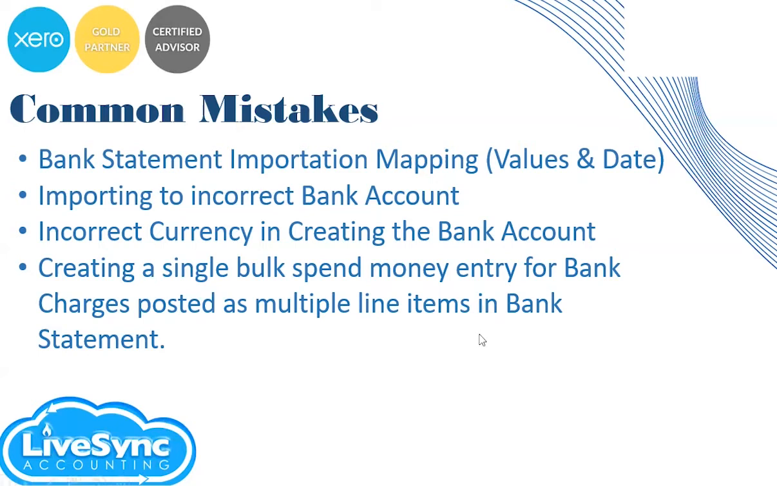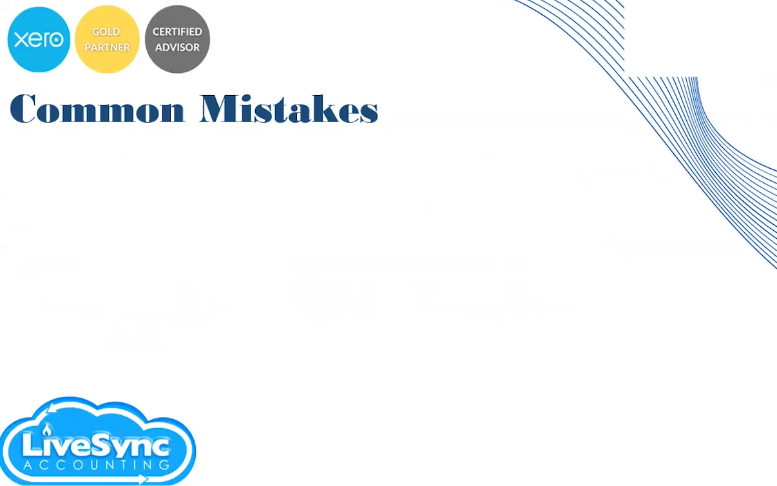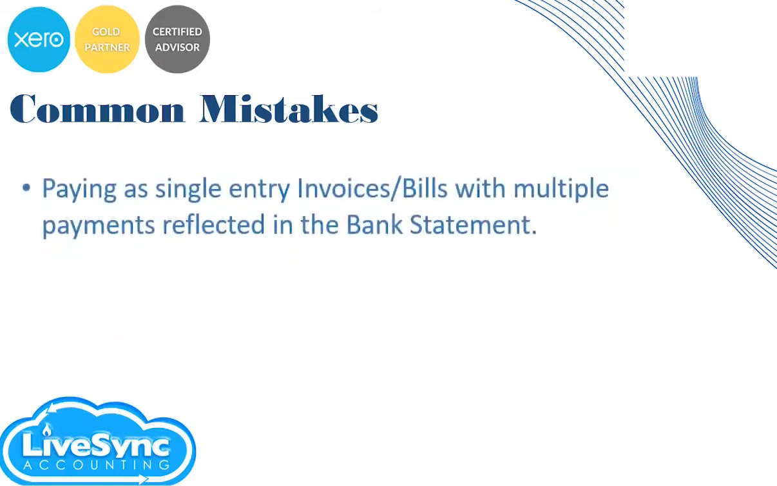So it is much better and you will have a good approach and good reconciliation result for that. Okay, next one would be paying a single entry, invoices or bills with multiple payments. A single entry, meaning, for example, an invoice, you are paying 10,000 in a multiple entry, and you are paying it one time, 20,000.